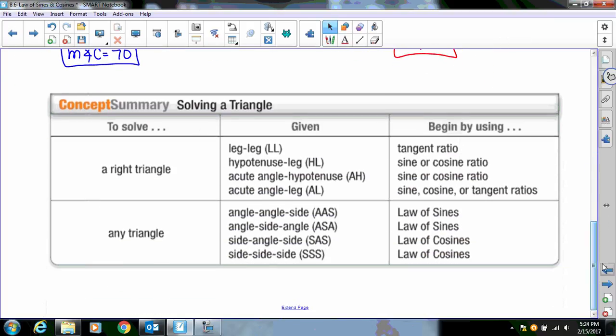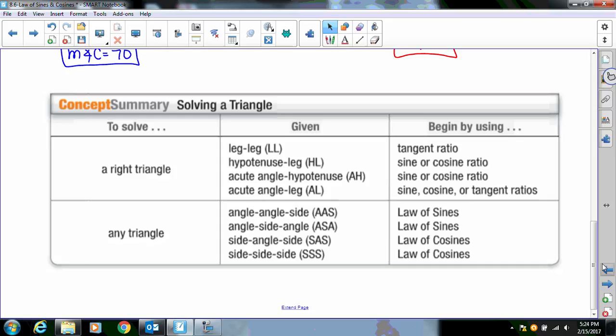Okay, so this is just the concept summary of ways to solve a triangle. So if you're in a right triangle, there are different things that you can use to find parts of right triangles. You can do your trigonometric ratios, so your tan, sine, cosine ratios. If it's not a right triangle, which is what we're dealing with today, you can find all of your missing parts using the law of sines or cosines.